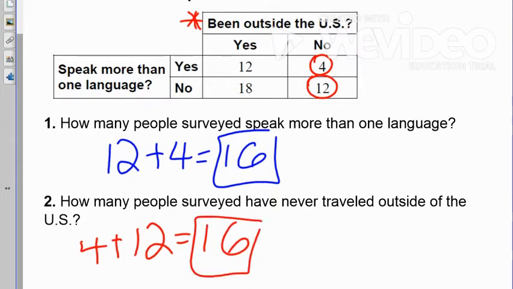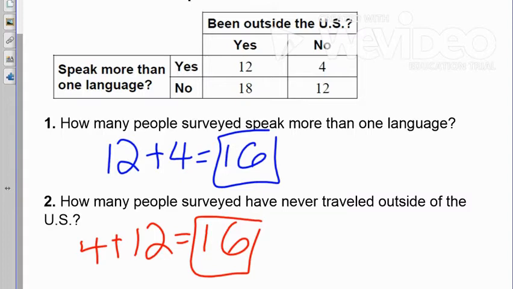Okay, hopefully I'm not going too fast here, but as long as you understand that we're kind of looking at them individually, not together right now. We are going to be looking at them together as we go through, but it's just important right now we're just understanding how to read this table so we can then go through and do some of the tasks involving two-way tables. And then last, how many people only speak one language and have traveled outside of the US?